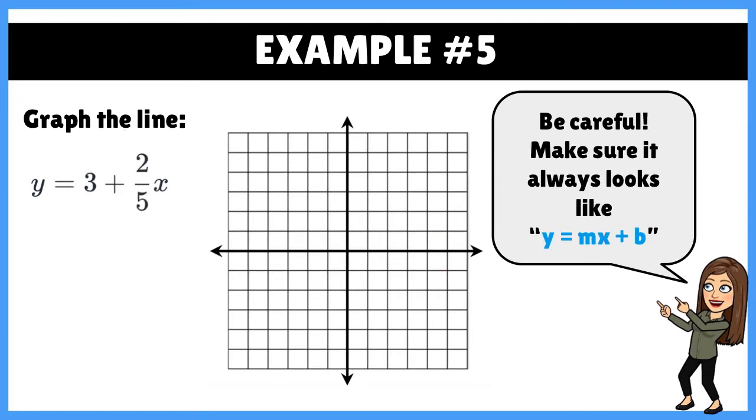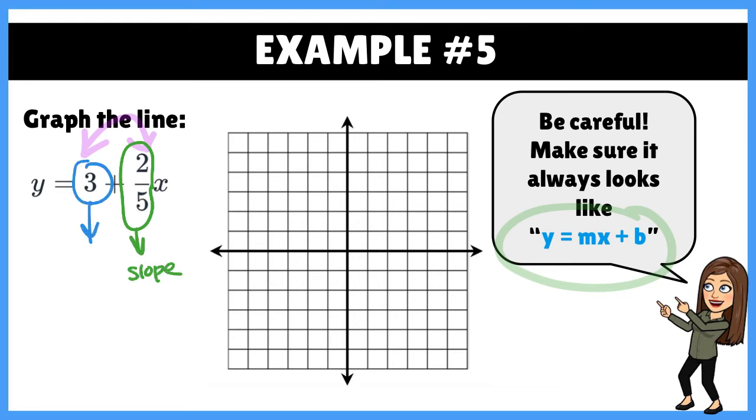Here's another one. So just be careful when it doesn't look like slope-intercept form, right? This is kind of backwards. They wrote these backwards to kind of throw you off here. The slope is always the number in front of the x. So this is actually our slope, and then this is the y-intercept. So that means we are going to start the graph at +3. So here's my first dot, +3.